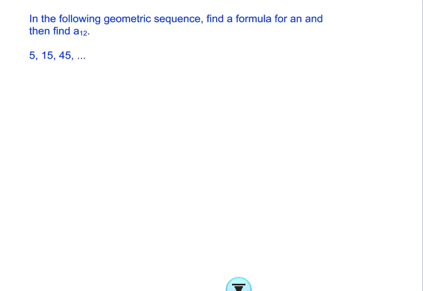All right, next example. In the following geometric sequence, find a formula for a sub n and then find a sub 12. So it's very similar to what we just did in the last problem. Okay, if I want a formula, I need my starting term and I need my common ratio. Those are the 2 things I need. So here I can see that my starting term was a 5, and I just need to figure out what am I multiplying by each time. So looking at the list of numbers, looks like I'm multiplying by 3 each time.